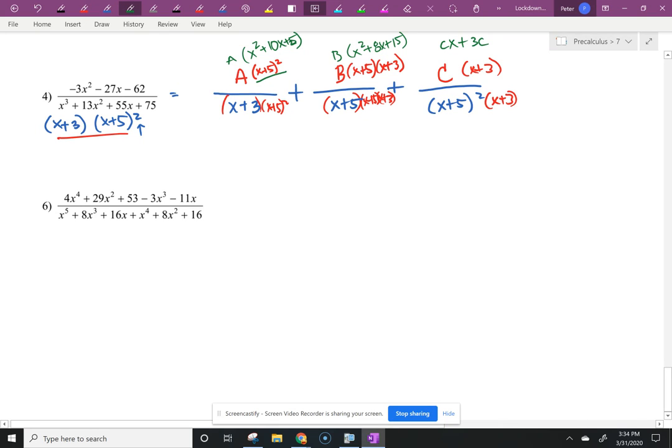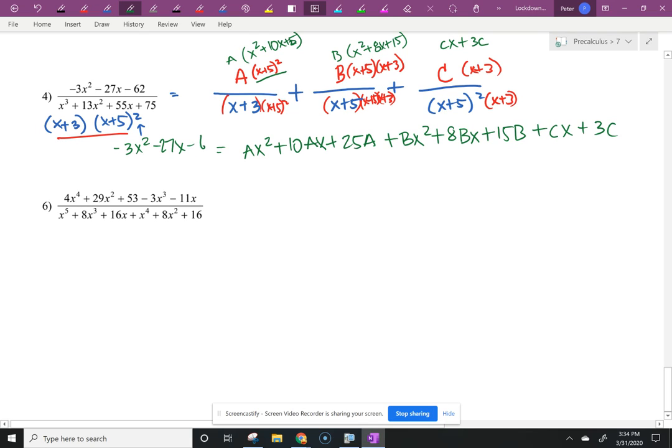All right, let me make this look a little prettier by distributing the a through. So I have ax squared plus 10ax plus 25a, and now the next one, plus bx squared plus 8bx plus 15b. And then last but not least, the cx plus 3c. Now we know that's equal to negative 3x squared minus 27x minus 62.